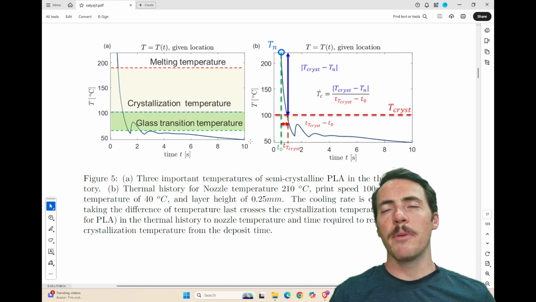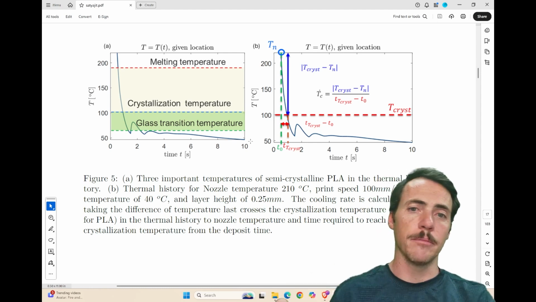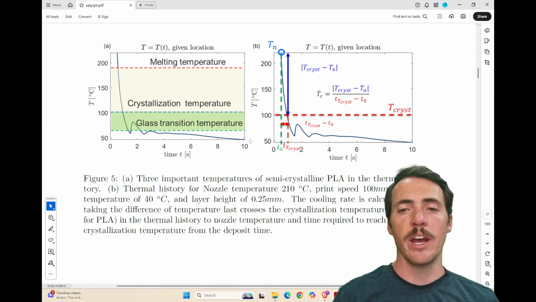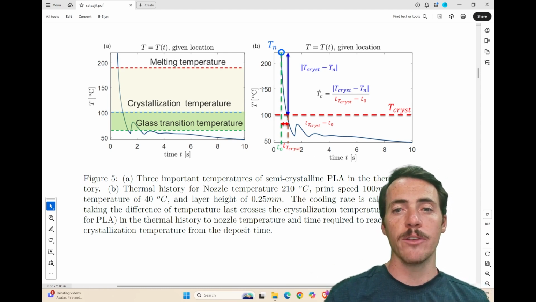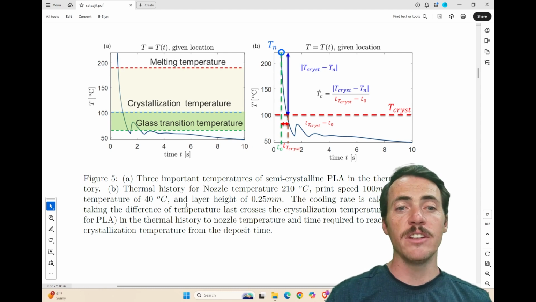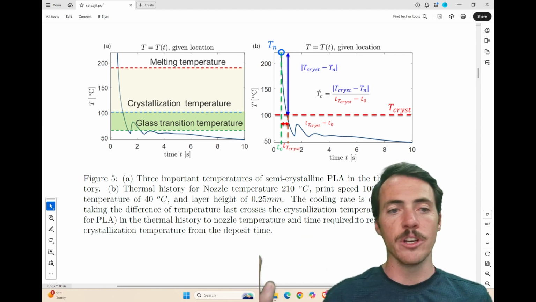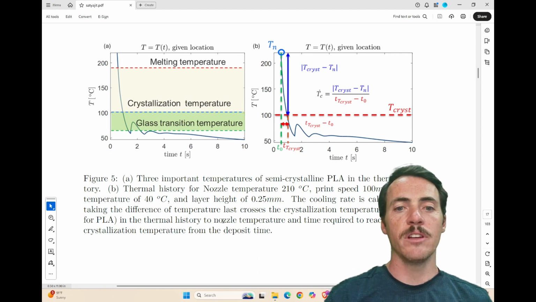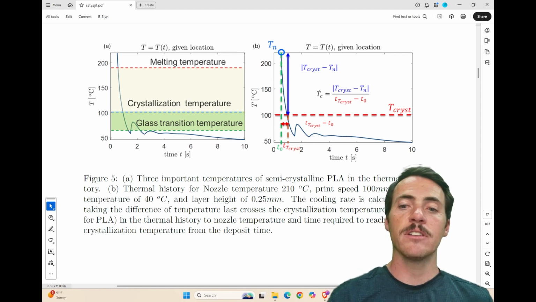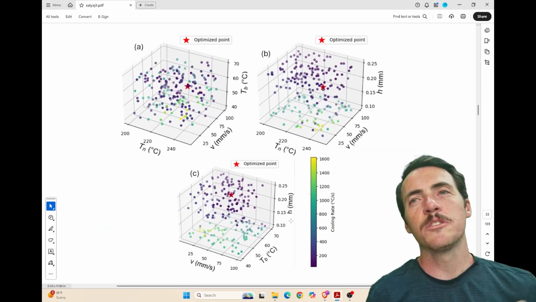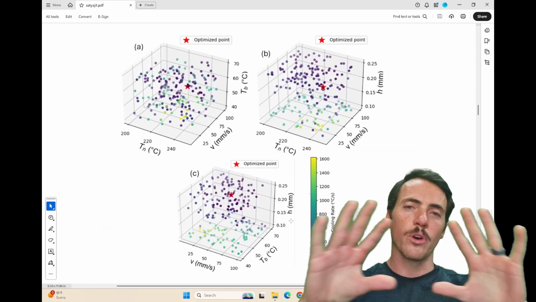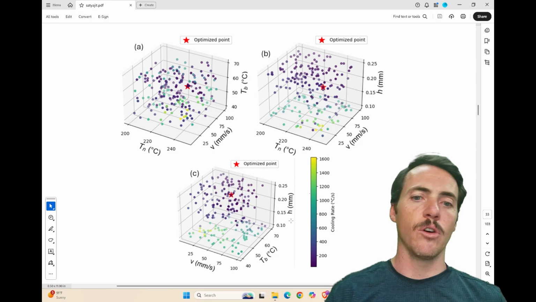One of the key parameters that they think is going to be important in their Gaussian process model is this cooling rate. And they show how they're actually able to calculate the cooling rate. It says right here, it's calculated by taking the difference of the temperature from the nozzle temperature to the last time it crosses the crystallization temperature, 100 degrees for PLA, in the thermal history, divided by the time required to reach that crystallization temperature from the deposit time.